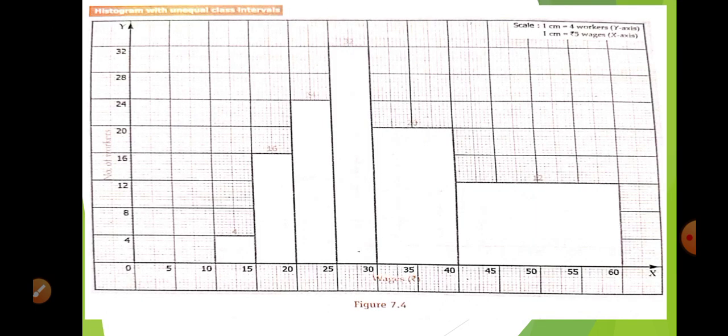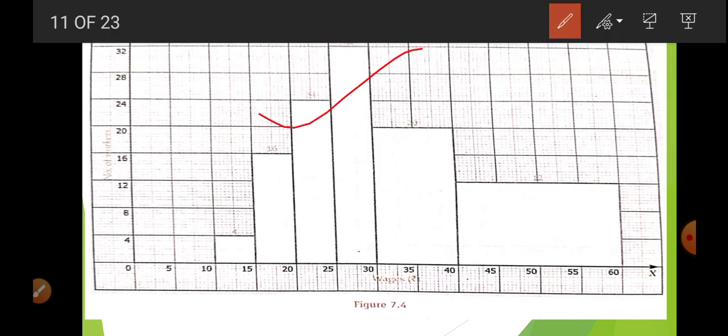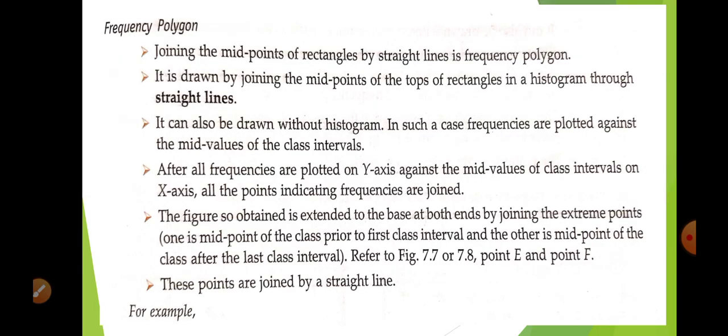Okay students, that we are going to represent here, and in this way we get the histogram in the case of unequal class interval. Okay, now next is frequency polygon. What is a frequency polygon? It is very simple. You draw the histogram, join the mid of each rectangle, and in this way you get the frequency polygon.